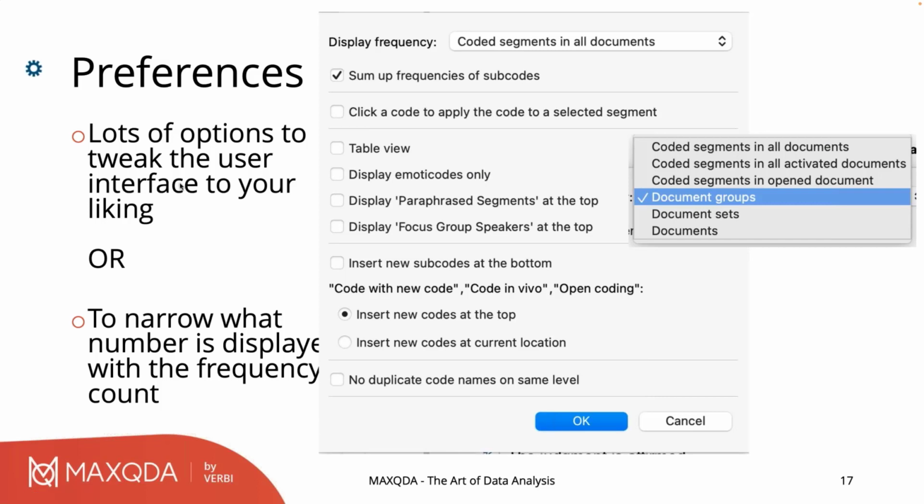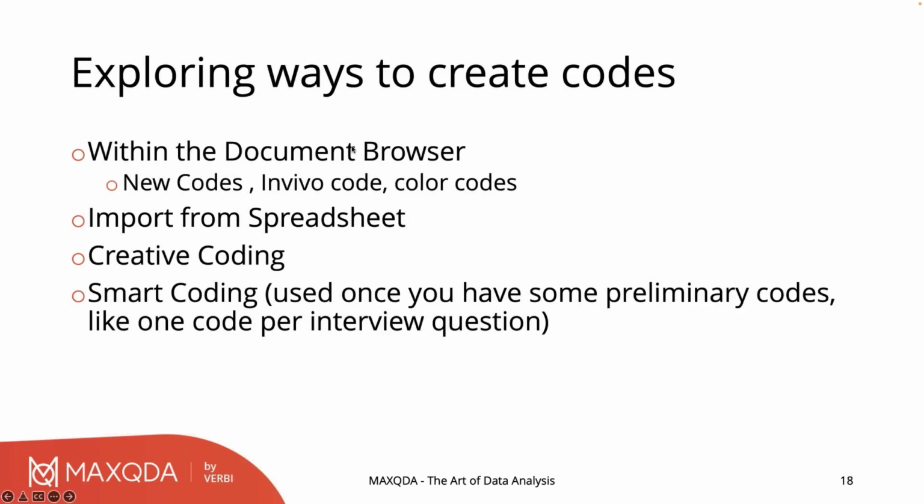There's also preferences that you have the ability to tweak. You can change the way the coding system displays information. Does it show the coding segments in all documents? Does it show them in the open document, sorry, within the document group? You have different ways of viewing your codes. You can change your preferences of how it's viewed. So there's a lot of flexibility there.